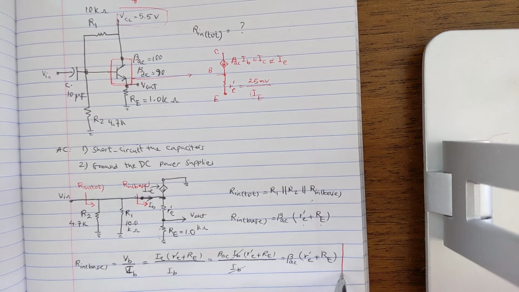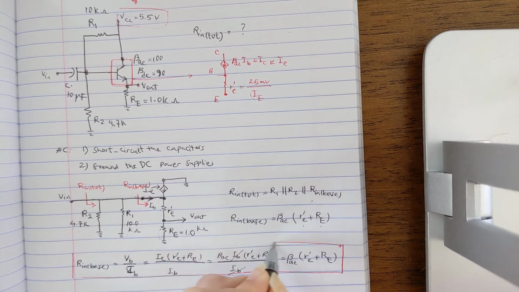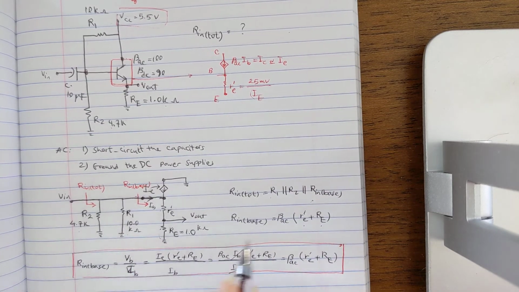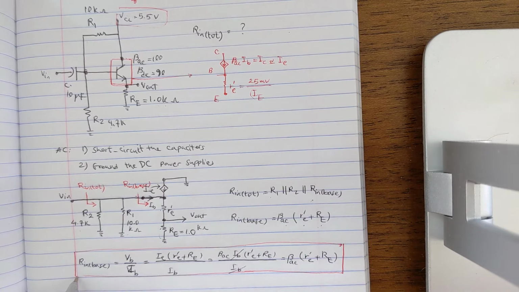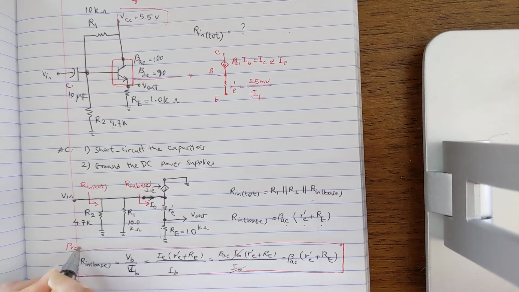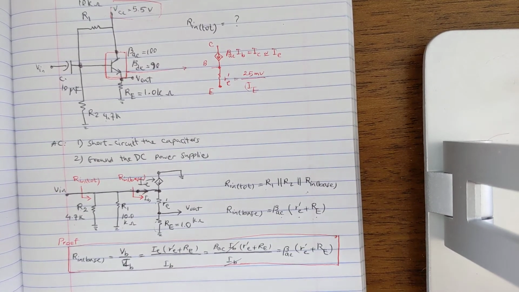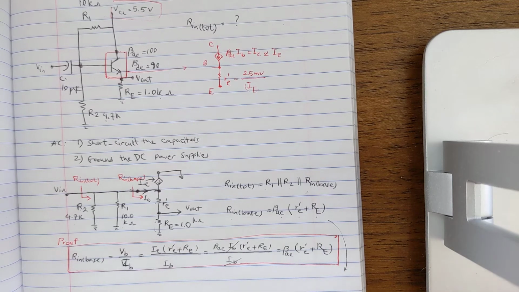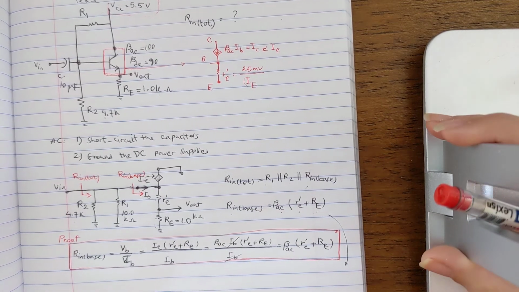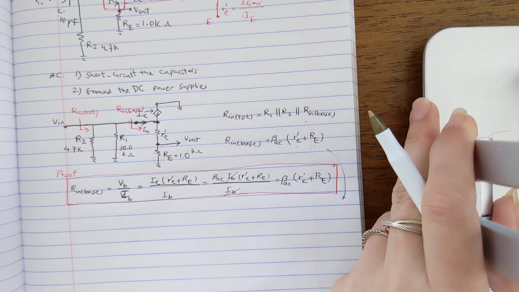If you remember, you don't have to write this. This is just a proof of why R in base becomes beta AC multiplied by R prime E plus RE. So this is just a proof. You don't have to repeat this in your exam. But now let's go back here and write this down. I'm going to move the video so you can follow it.